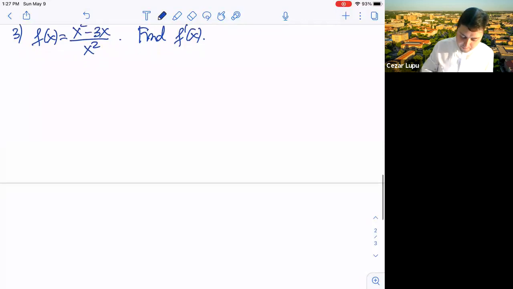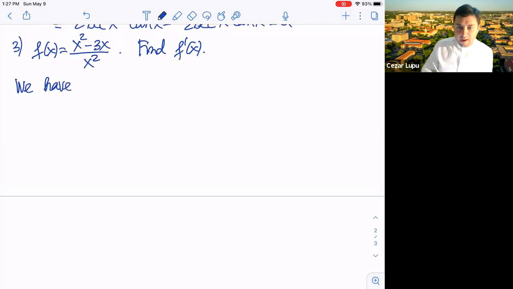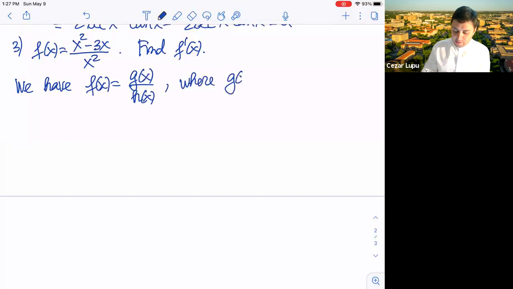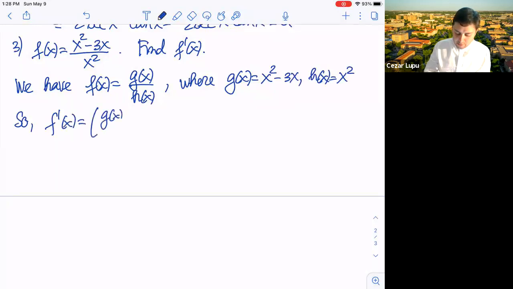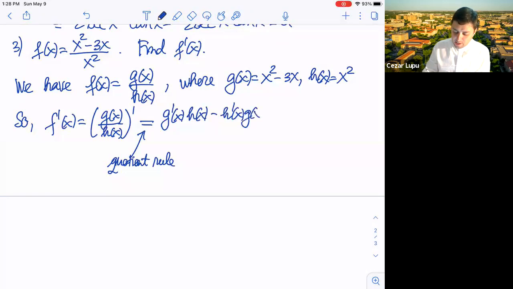So f of x, we have that. Wait a second, Muhammad. We'll get there. I want to show you both ways. But first we can write this as a quotient. f of x is g of x over h of x, where g of x is x squared minus 3x, and h of x is x squared, right? And we're tempted to use the quotient rule. So f prime of x would be g prime of x h of x minus h prime of x times g of x, everything over h squared of x. All right, so that's the quotient rule.